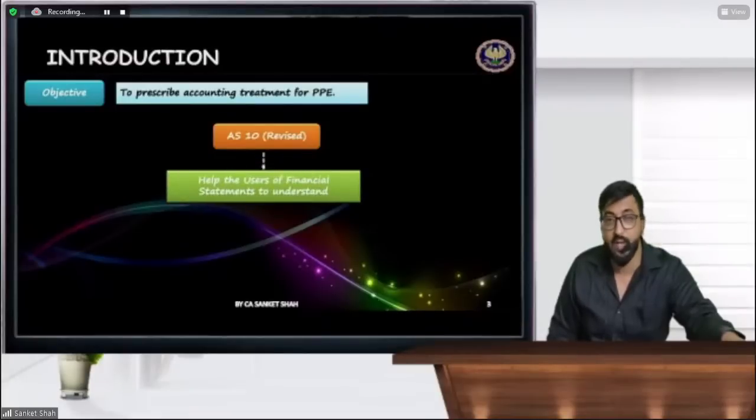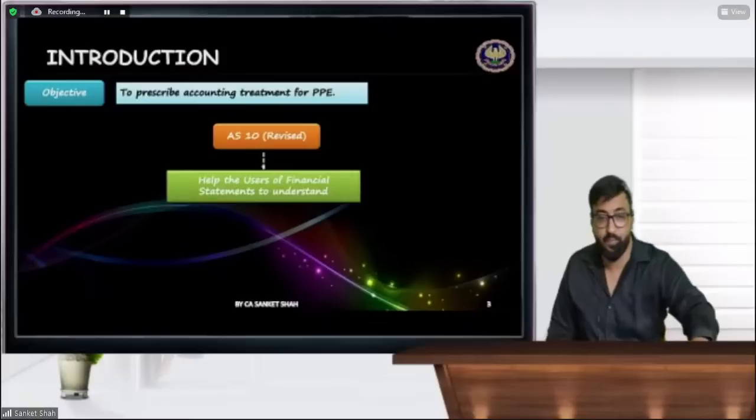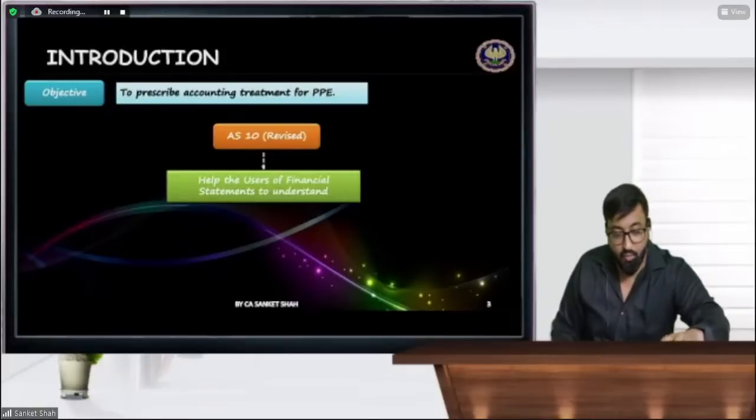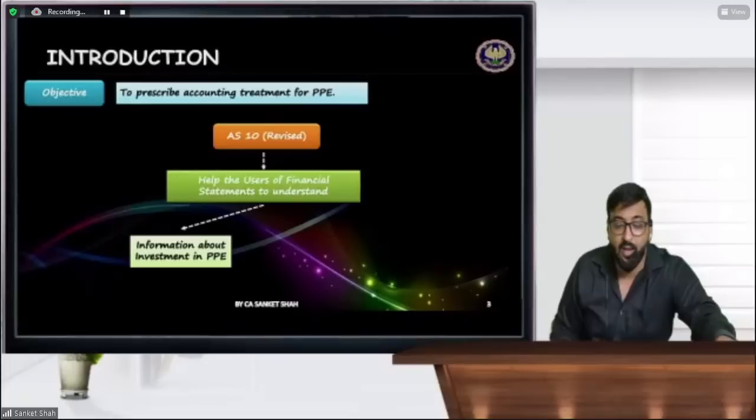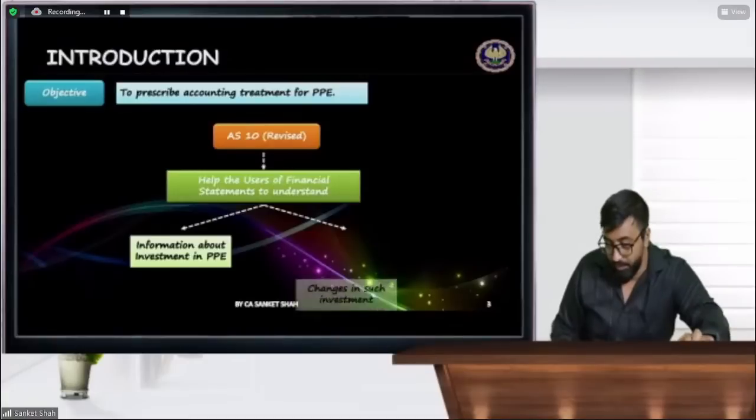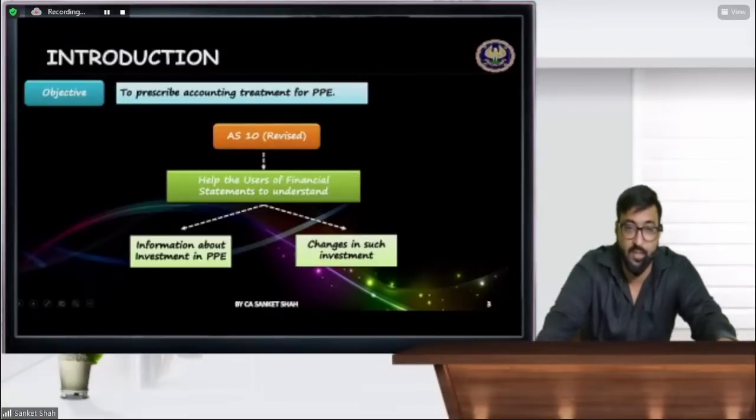Help users of financial statements to understand the accounting treatment of fixed assets, to understand the information about the investment in property, plant and equipment. And second one, changes in the PPE. So whenever there are changes, meaning subsequent cost that you are going to incur. First time you are incurring any cost, how to record that, and subsequent cost, how to record that. We are going to see it in accounting standard 10, property, plant and equipment. So you can take a screenshot of this.